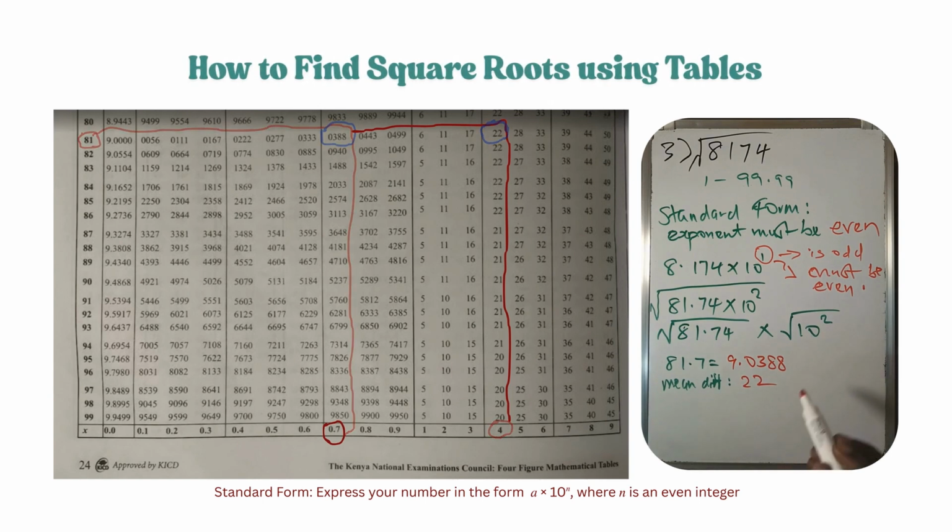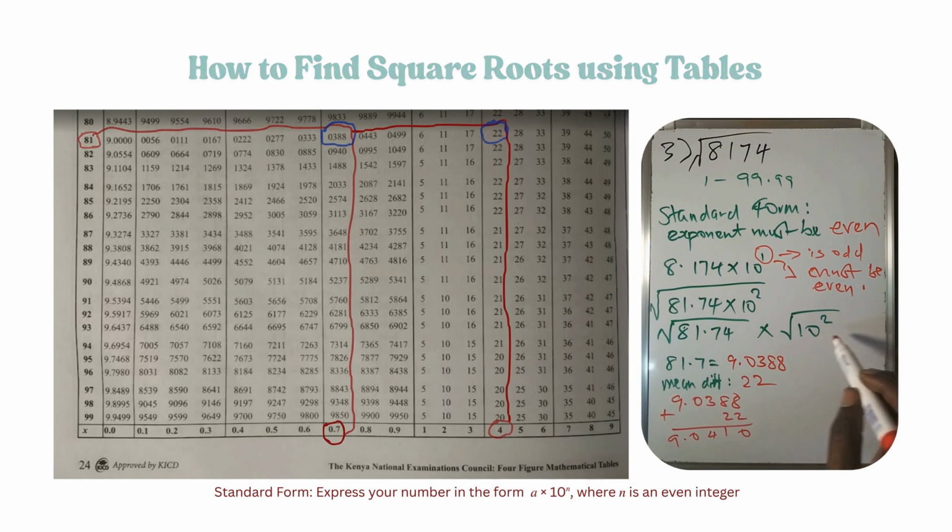So when we add, we have 9.0388 plus 22. This is 10, this is 0, this is 9, plus this is 11, this is 1, this is 4, this is 0, this is 9. So 9.0410. Now this is the square root of 81.74.